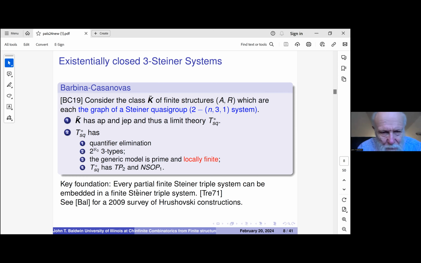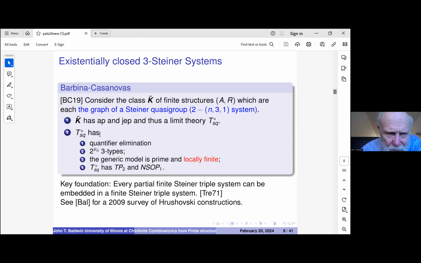Steiner quasi, I suppose. Now I'll say a little more, but the key point for making this work is having the amalgamation property, and this is about 50 years old: every finite partial triple system can be embedded in a finite Steiner triple system. That was proved by Treash in 1971. I'll mention now that these Hrushovski constructions I'm going to talk about have a very rich history, though it's only 30 years old. About 15 years ago was my last update of a survey of what was known until then, and there's at least as much since. Anybody who would like to play around with filling that out, I'd be happy to talk to them.